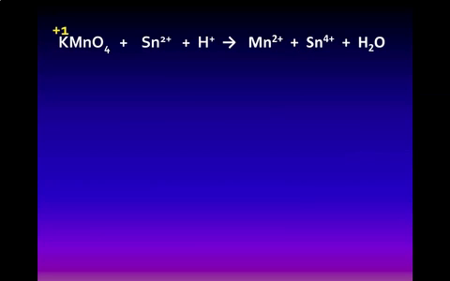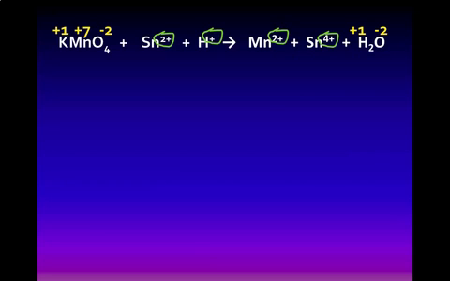Okay, we need to label the KMnO4. So K is a +1, O is a -2. So that makes a -8 charge on the oxygens, and you have a +1, so we need that manganese to be a +7. Okay, we have a tin with a +2 charge, a hydrogen with a +1 charge. On the other side, manganese with a +2, tin with a +4. The hydrogen has a +1 and the oxygen has a -2.